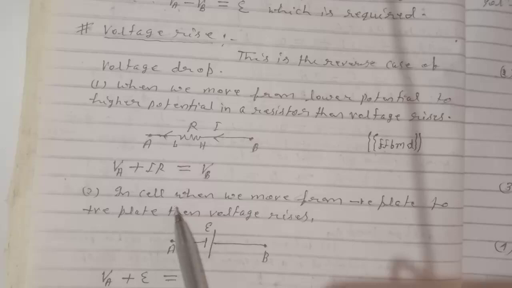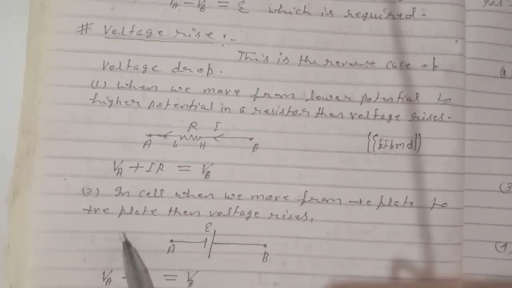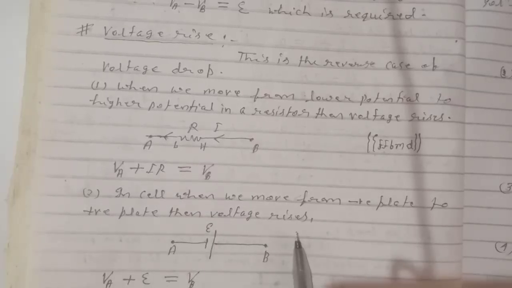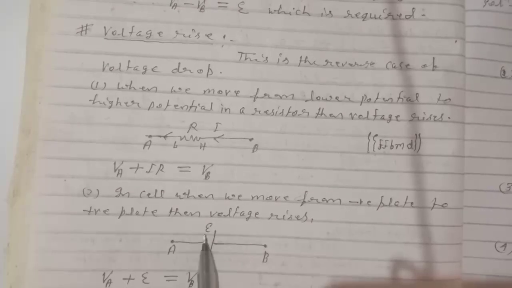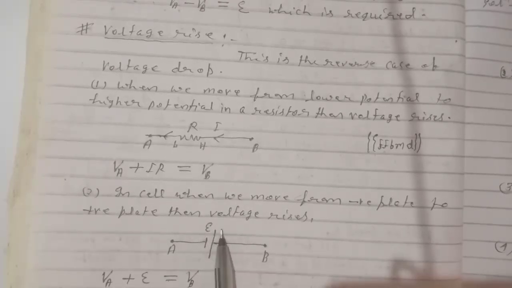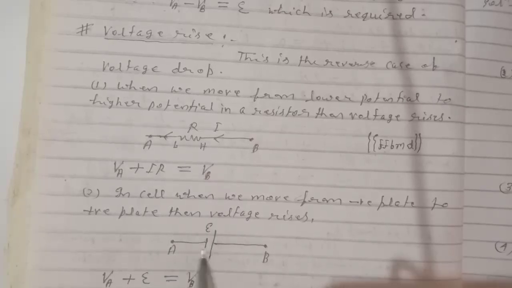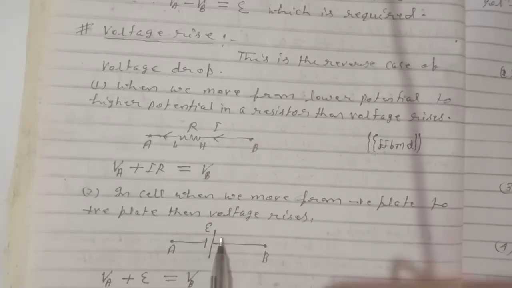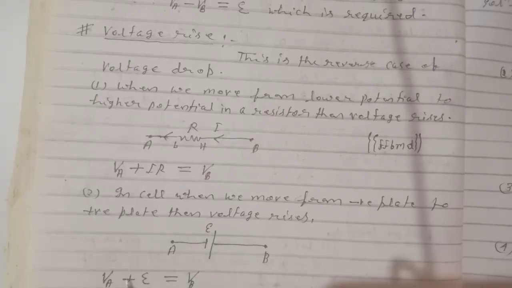Second case: in a cell, when we move from negative plate to positive plate, then voltage rises. We know that the negative plate is at lower potential and positive plate is at higher potential. So we write VA, and we have to add or subtract this potential. Because we are going from lower to higher, higher minus lower will be positive, so we have a positive value equals to VB. So VA plus E equals to VB, so VB minus VA equals to E.